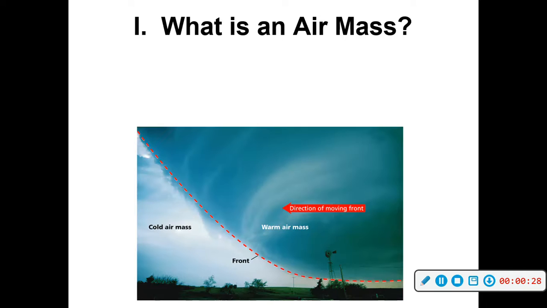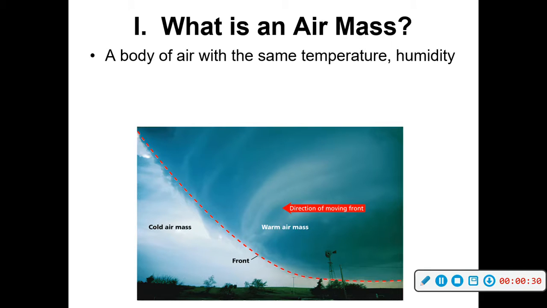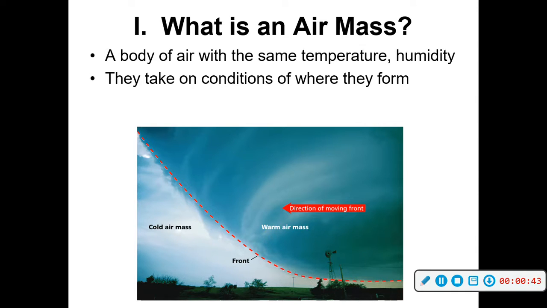Okay, so what is an air mass? It's basically a body of air with the same temperature and humidity conditions. So it will be either warm, cold, or wet or dry, depending on where they form. And that's the big thing. Where it comes from is going to determine what the air mass is like. So obviously, colder air masses will come from the north of us. Warmer air masses will come from the south. And then whether or not they form over the ocean or land will determine if they're wet or dry. So these are the different characteristics that can dictate our weather.